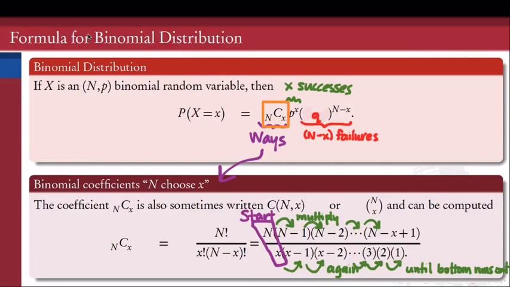So let's see it in action by asking the question for Ben Zobrist, what is the chance that he's going to go 4 for 6 in his next game if his batting average was .333?